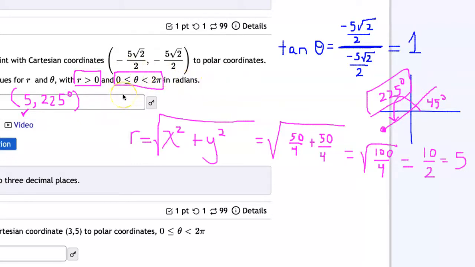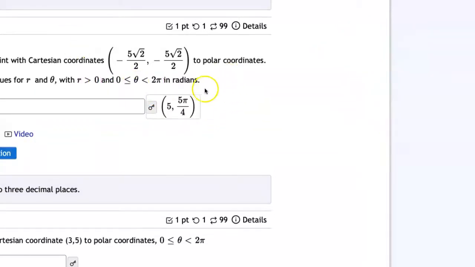So we're going to change 225 to 5π/4. So then our answer is actually 5, 5π/4. That's what I meant to say. 5π/4. And there is your exact value written in the correct format. And here you see my OpenMath has its value right here.